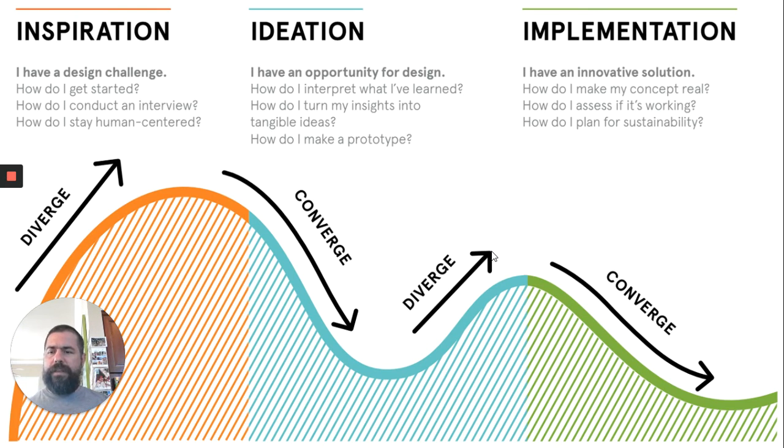So the upward arrow you see there where it says diverge, that's where you're coming up with lots of different ideas. That's your brainstorming, coming up with all the different possible solutions you can. Before you start to converge, you come back down to deciding on one idea. So you may have already done that. You may have already even made a prototype and tested it out. But what you want to do now is diverge again. You see it going back up.